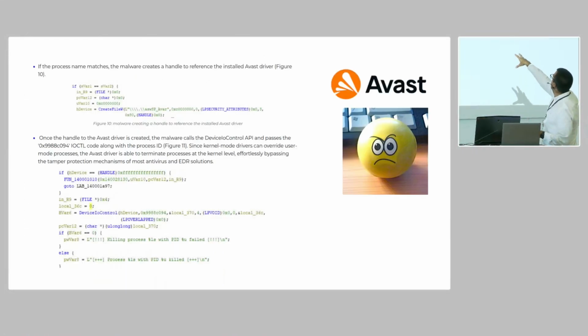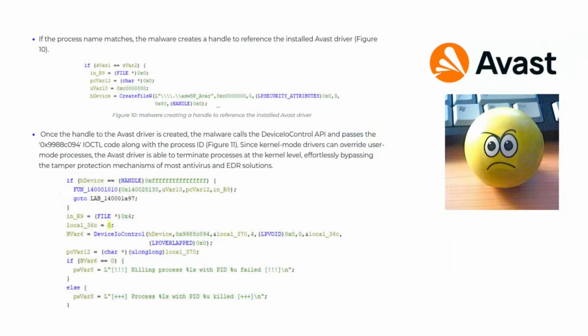And here's a quick screenshot from the code of the Avast driver itself. If the process name matches, the malware creates a handle to reference this Avast driver. As you can see, that's the name. CreateFile, then creates a handle with it. And then once the handle of the Avast driver is created, the malware calls the dispatcher that I mentioned, DeviceIoControl, and it calls that IOCTL with the process ID that I already got.